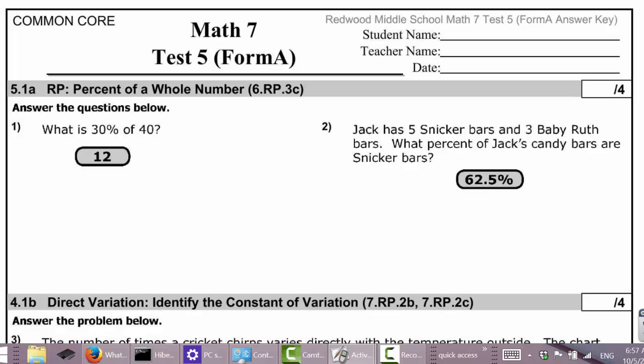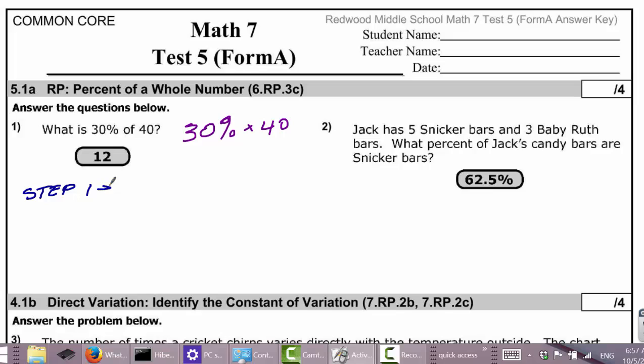What is 30% of 40? So when we see percent of, we think of this, 30% times 40. So we've talked about this having two steps. We can see the answer. The answer is 12. Let's get the 12. So here are our two steps.